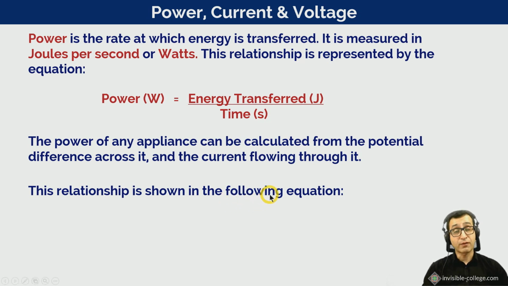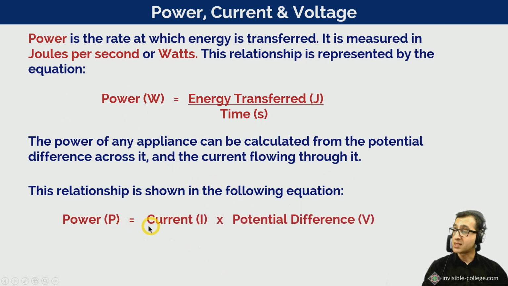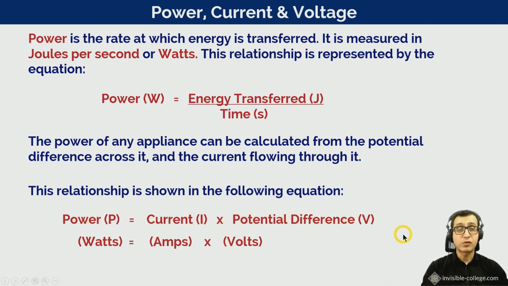So quantities like voltage and current are specific to the description of electrical systems, and so it's useful to have an equation which relates power to those quantities. So power in the electrical context can be calculated like this. It is the product of current and potential difference across a device. So again, the standard units for these are watts, amps, and volts for power, current, and potential difference respectively.